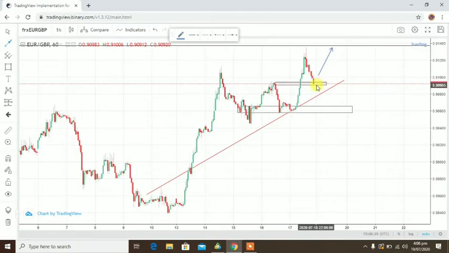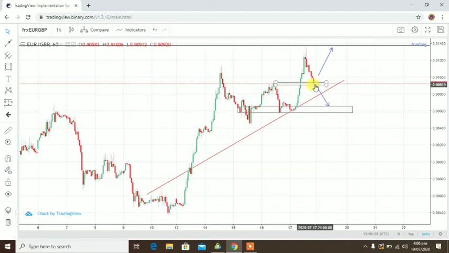So this is what we are expecting, guys. This is what we are expecting EURGBP to do right now. We have to wait. We have to watch for a strong rejection from this level.